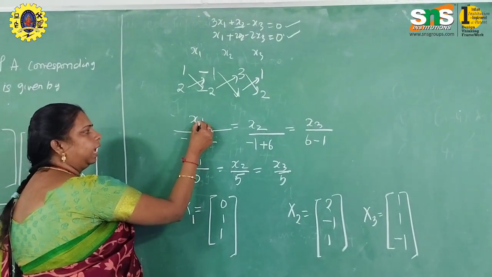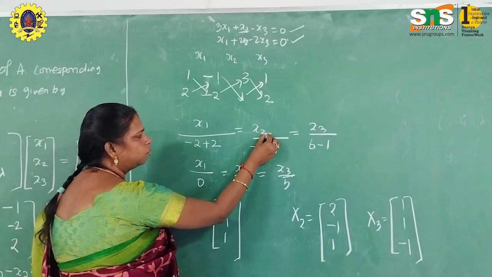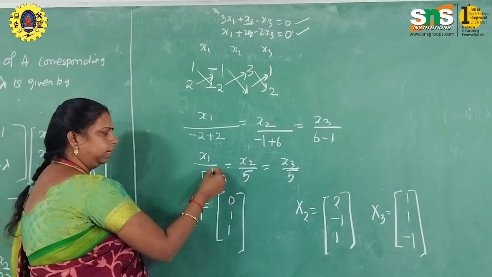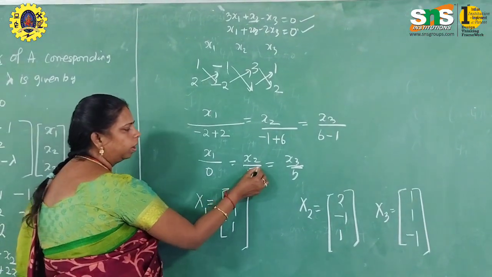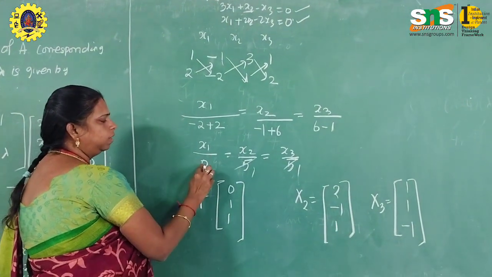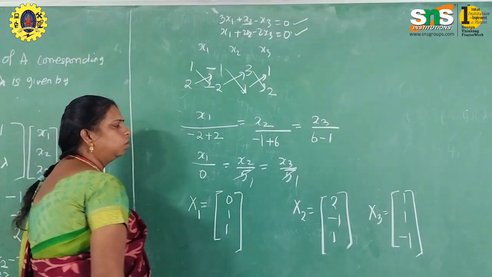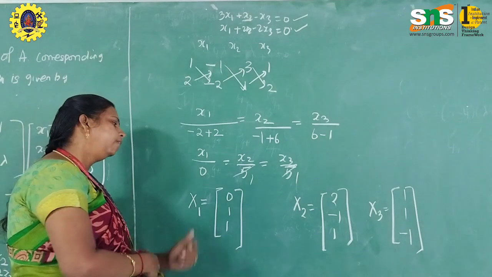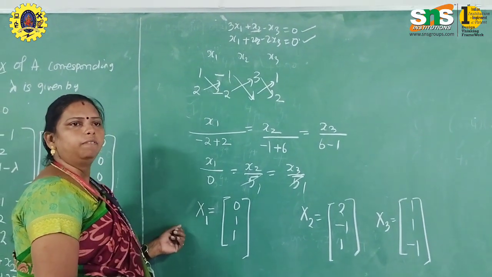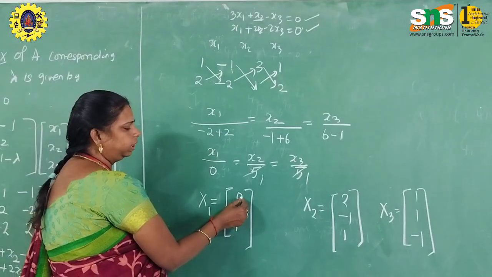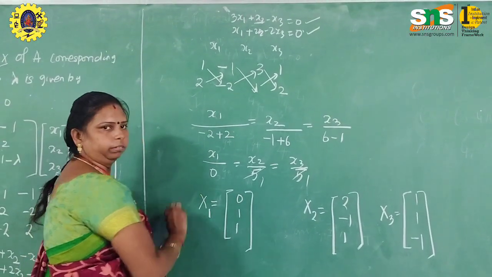So calculate this: x1 by 0, x2 by 5, x3 by 5. You can simplify it: 0, 5 times 1, 5 times 1. So I am getting the values as 0, 1, 1. This is the value for x1, x2, x3. So the first eigenvector corresponding to the lambda value minus 1 is denoted as X1, and the eigenvector is 0, 1, 1.